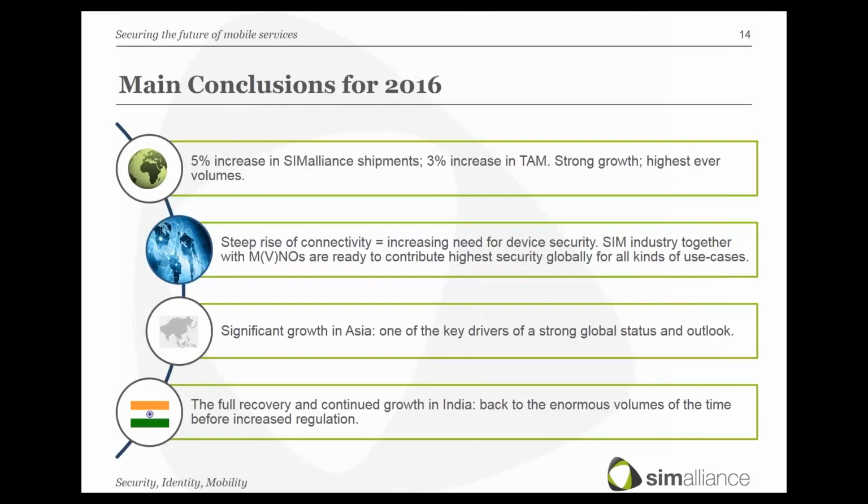And there we come to the conclusion. I think we have seen a lot of different aspects of SIM shipments, of UICC shipments. We've talked about the 5% increase in SIM Alliance shipments in total, owed to increasing complexity, required Java cards and LTE cards, compared to a 3% increase in total available market. That was this 5.45 billion pieces all in all. And this is really an extremely high number, and also represents the all-time high for SIM Alliance.